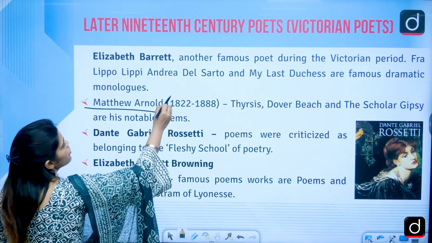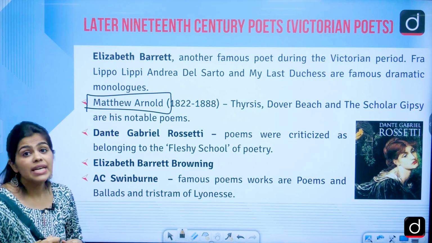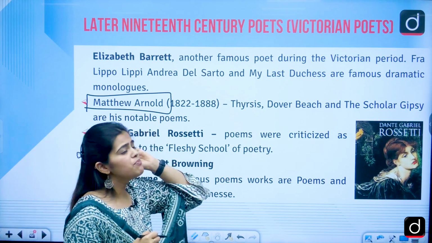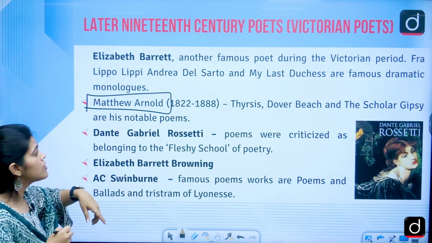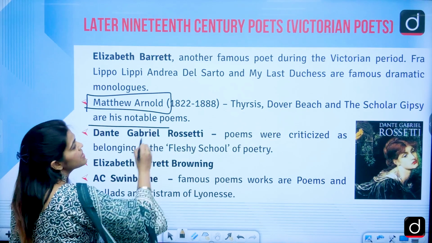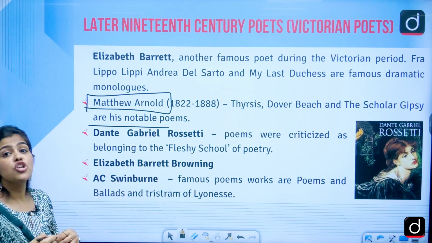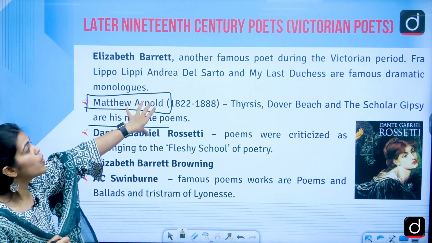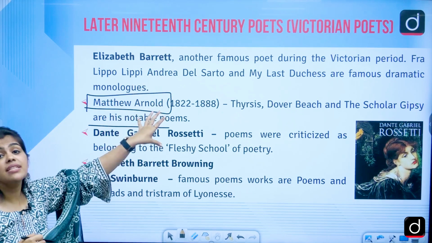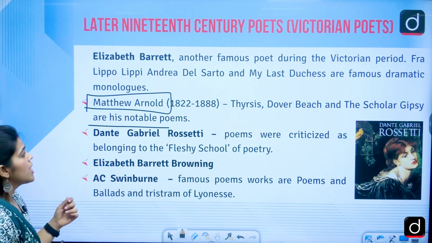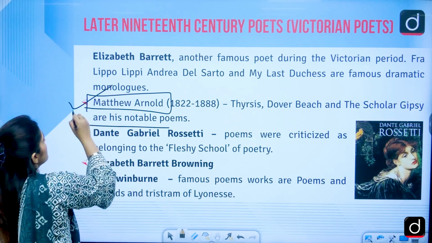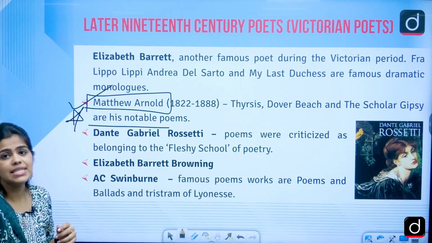Then comes Matthew Arnold, my favorite again, because he has written a very beautiful poem called Dover Beach. The Scholar Gypsy is also associated with him. So we'll be studying him in greater detail. Not only is Matthew Arnold important as a poet, but in criticism also, he is one writer that you cannot leave. So he becomes very important, and we'll be studying Matthew Arnold in greater detail.